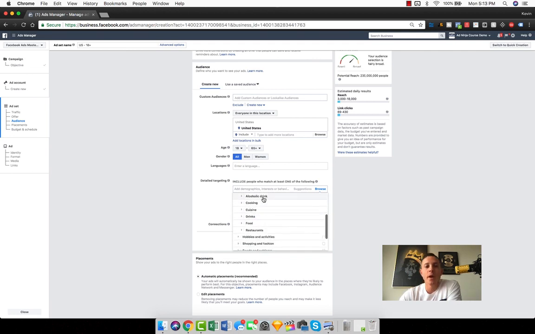Food and drink, right? We can target people who like beer. People who like beer are also likely to like other things, like country music. People who like beer generally like sporting events, right? And so as you become more and more well-versed with Facebook advertising, you'll start to find out that there are indirect correlations, right? People who like certain things are also likely to like certain things.